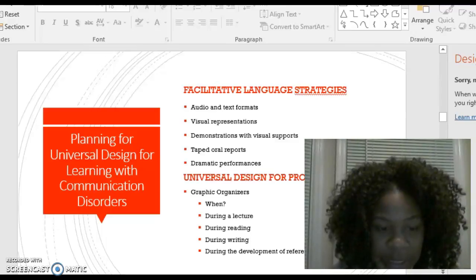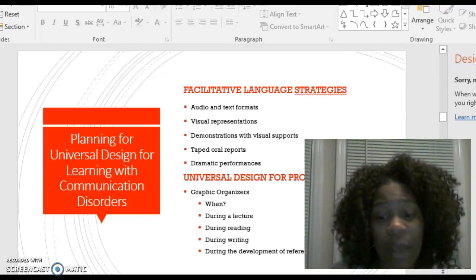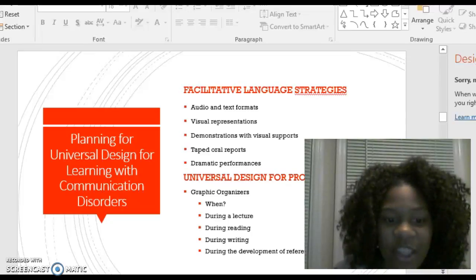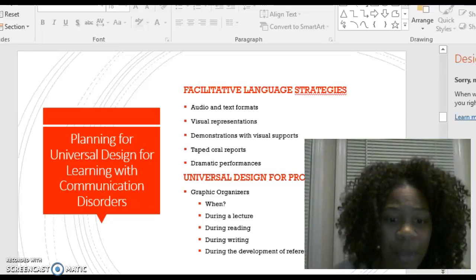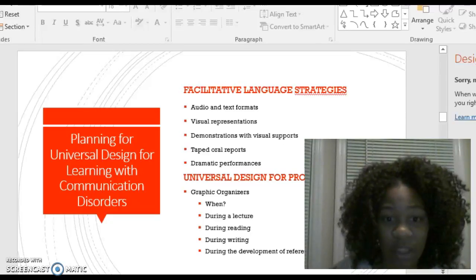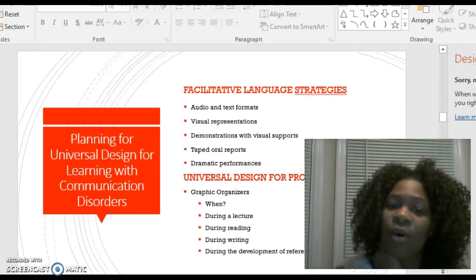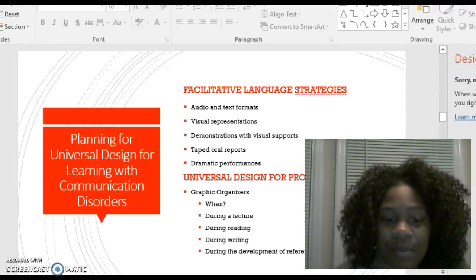Next one, planning UDL with communication disorders. So I did put some facilitative language strategies. For students with communication disorders, this is a crucial element in education because instruction materials do have to be universally designed. Only using verbal methods can hinder and make learning materials inaccessible to students with communication disorders. So these are some strategies that our text had that I felt were really important to incorporate.